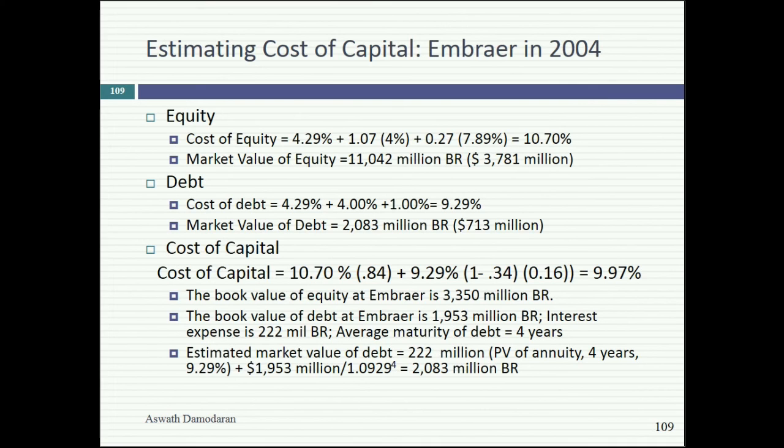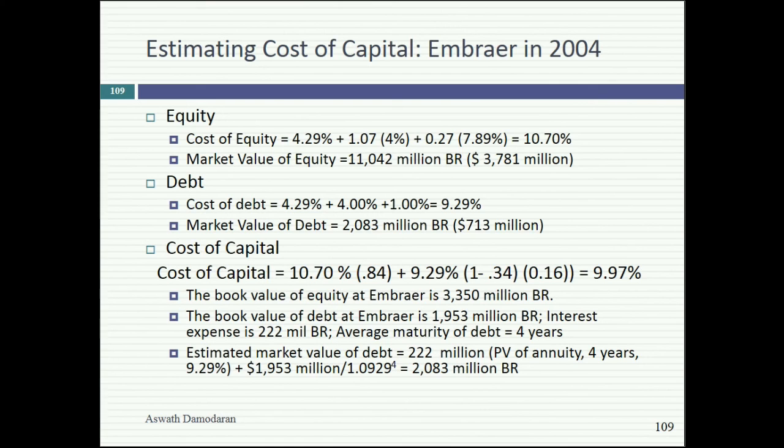So I start with the risk-free rate in US dollars. In 2004, the US T-bond rate was 4.29%. That becomes my risk-free rate. The beta that I use for Embraer, I know you probably don't remember, is the bottom-up beta based on aerospace companies, so I built up to a beta of 1.07. That's a beta for Embraer, reflecting the business they're in. The implied equity risk premium for the US in 2004 was about 4%. Today that number is 5.59%, but then it was 4%.